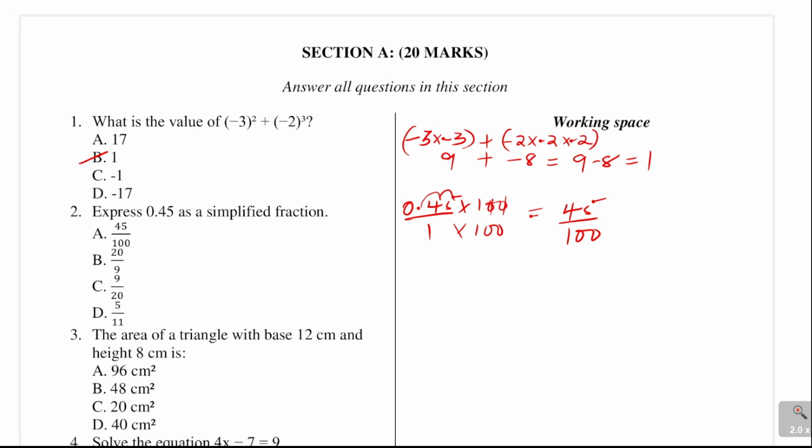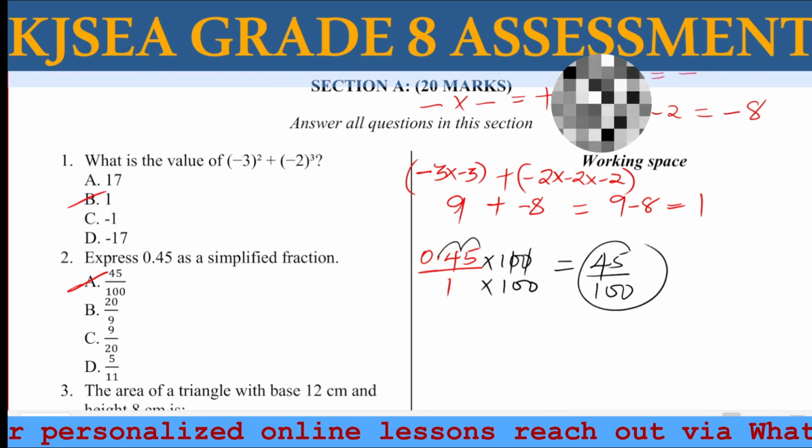Now after that, you simplify. You can see 45 and 100 have a common factor. So 45 divided by 5, you get 9. Then 100 divided by 5, you get 20. So you can simplify that to 9 divided by 20. 9 divided by 20.